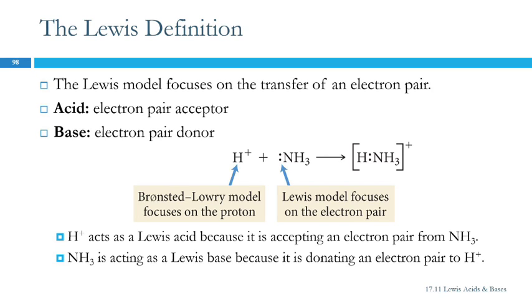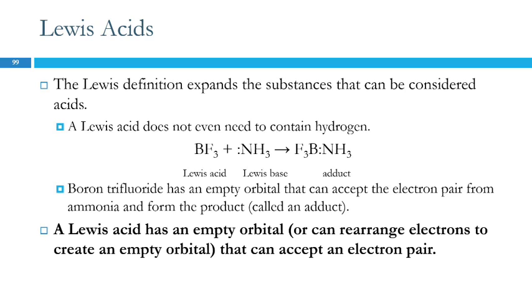And like the quote at the beginning of the chapter said, it's not about which one is better, but which one's more convenient in different situations. So this expands the definition of substances that can be considered acids, because now an acid does not have to have hydrogen on it. The good news is we're not going to do any naming of things like that. But a Lewis acid doesn't have to have hydrogen.